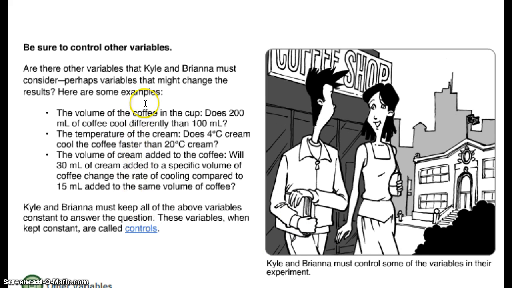So, we could list 10 more things they have to keep the same. They need to do it on the same day because you can't do it when it's snowing outside and maybe the coffee shop is 70 degrees, and you can't do it a different day when they have the windows open. It's a really nice day, maybe it's 80 degrees in the coffee shop. So all that kind of stuff. Anything you can think of that can change, you've got to keep it all the same except for the one variable you're testing.